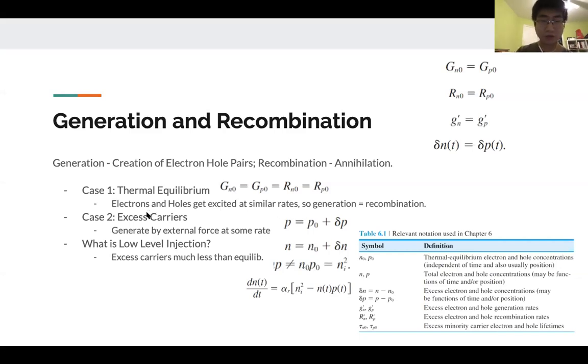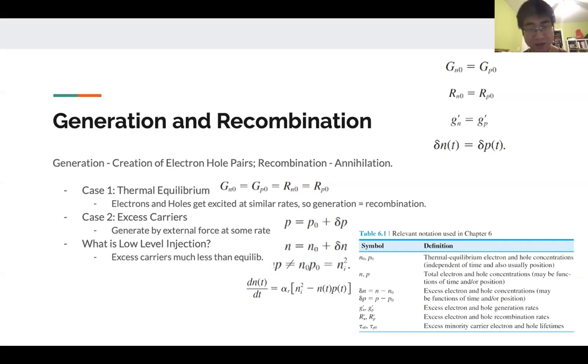But if you have excess carriers, you can separate out the excess carriers from the thermal equilibrium carriers, right? So the total holes is equal to the equilibrium holes plus the excess generated holes, and the same thing for the electrons. Basically, these carriers are generated by some external force at some rate. So you give the system a kick, and in turn, the system produces new carriers because of that kick.